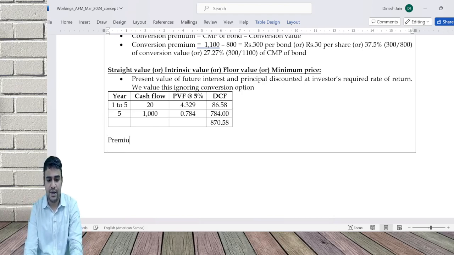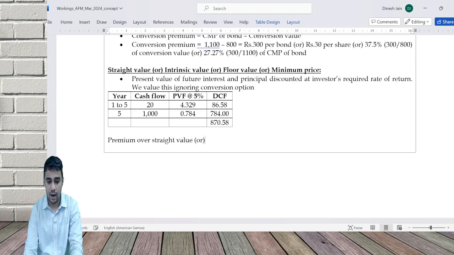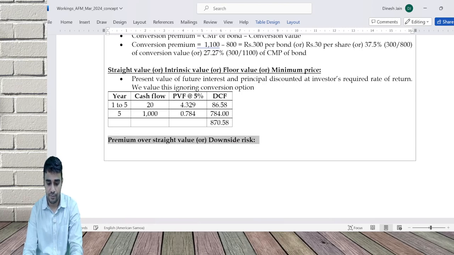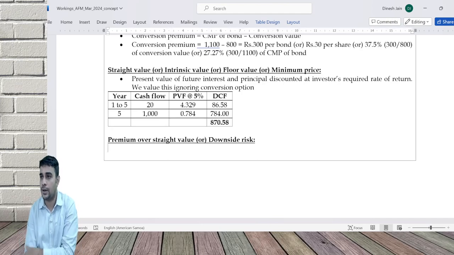Next, premium over straight value, or downside risk. Now, the classic example of downside risk is the Suzlon example which I was talking about. What is the value I'm paying today for the bond? 1100. Why did I pay 1100 and not 870?